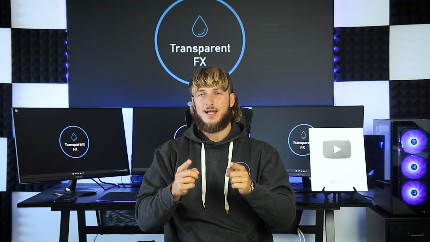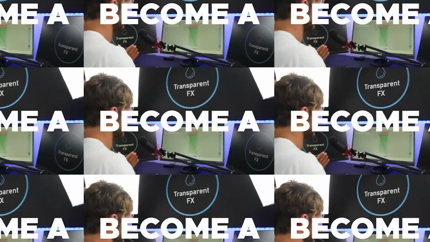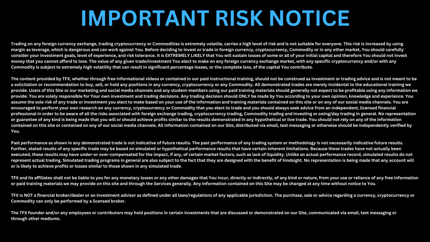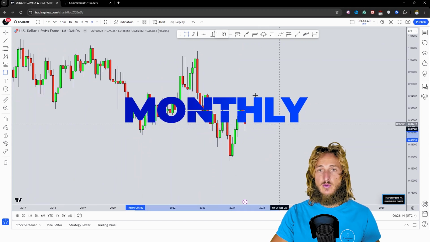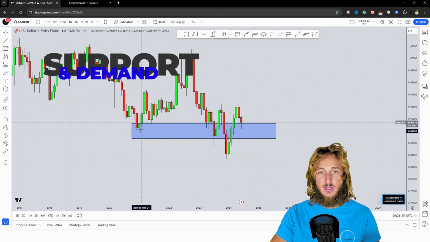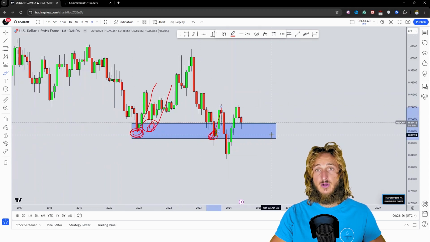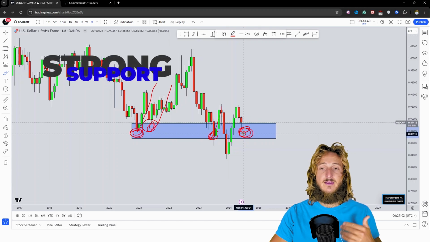Now, without further ado, let's jump straight onto the charts. Starting here from the monthly time frame, what we can see is that at the moment we have a market which is testing a quite strong historical support and demand area for this market. From here, in fact, multiple rejections to the upside have been created. The market respected this level as support on multiple occasions, and at the moment it is testing the exact same level of support and demand once again.